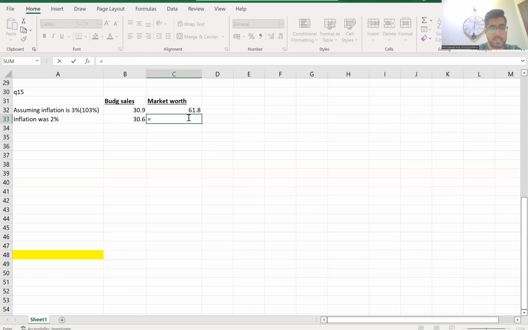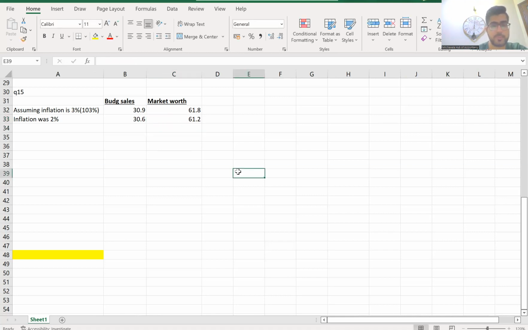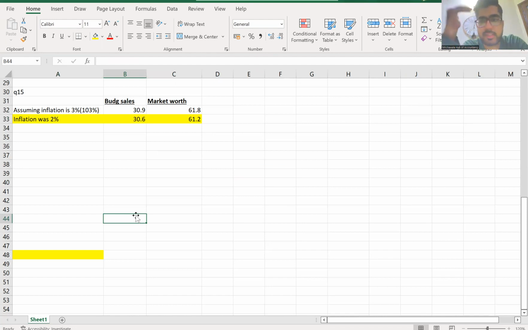And similarly, 61.8 was made assuming 3% inflation. It was 103%. So bring it to 2%, 102. Okay. So this was the proper budget: you budgeted sales 30.6 with 2% and market was 61.2.